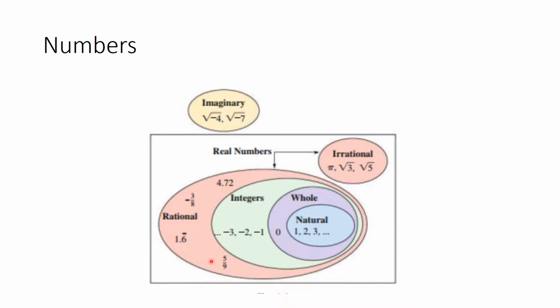This involves ratios of integers, the elements being represented by fractions, or equivalently as terminating or repeating decimals. Here's a terminating decimal, here is a repeating decimal. Here's a fraction 5 over 9, here's another fraction minus 3/8. These are called rational numbers because they're ratios of integers.